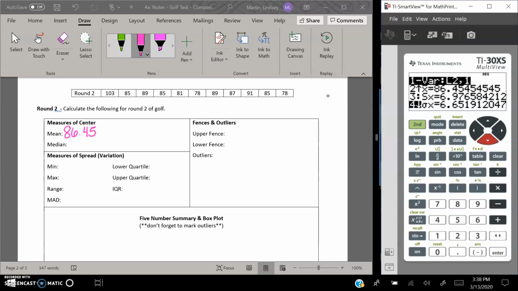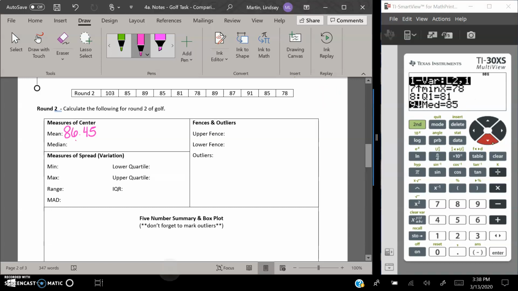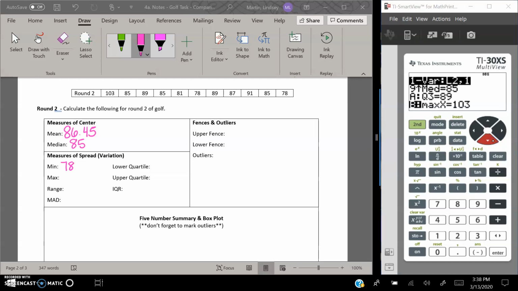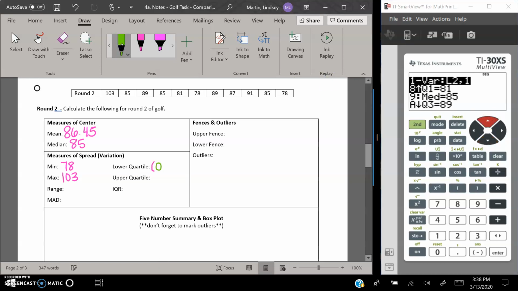We can continue to scroll down to find our median. Our median is at 85. Our minimum, 78. Scroll down to our maximum of 103. Our lower quartile, or Q1, which is 81. And our upper quartile, Q3, which is 89.